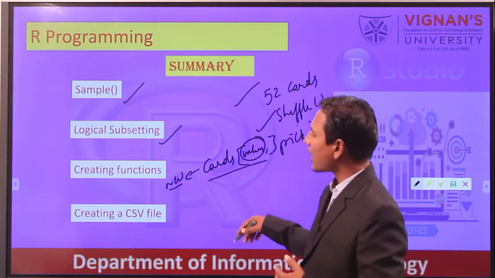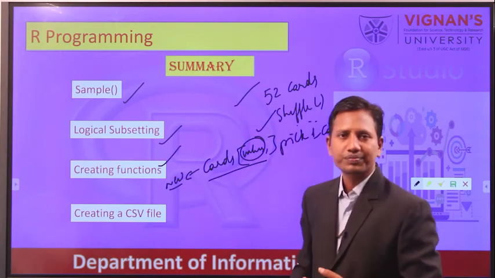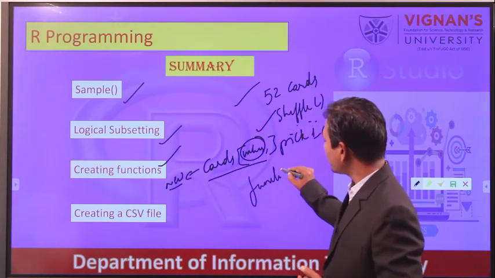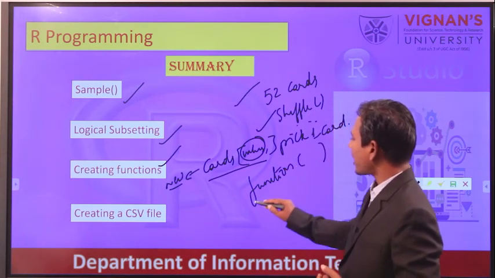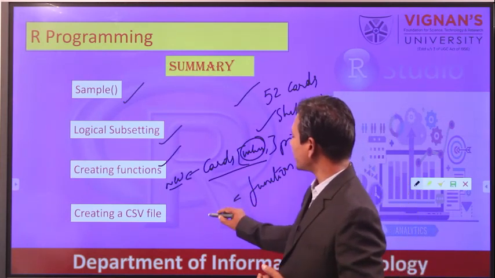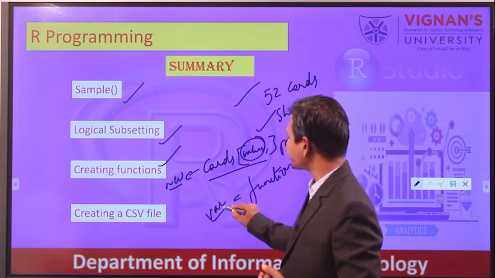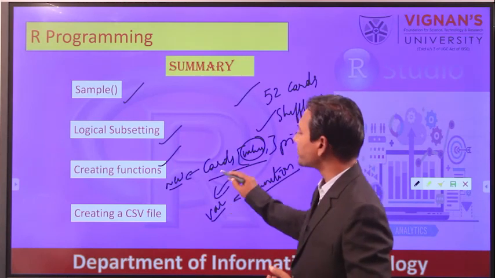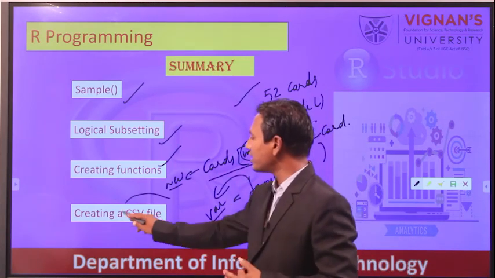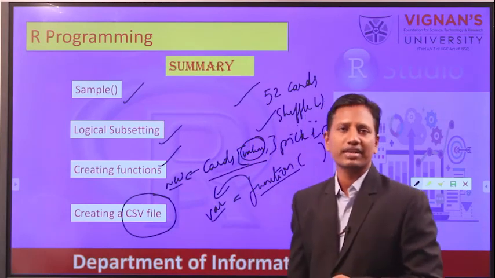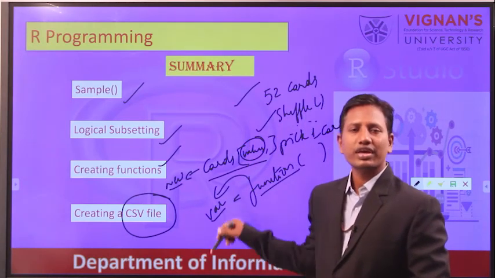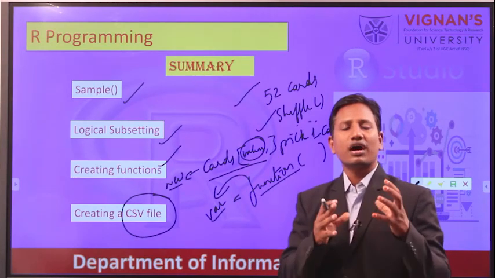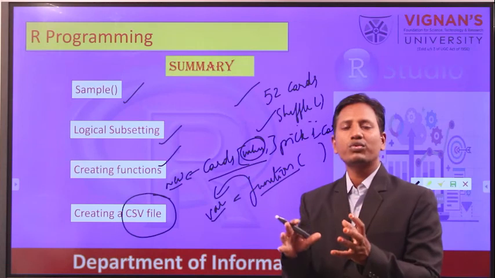And we have learned how to create functions. So we are going to use a syntax called function, and we are going to store it into another variable. So this function is going to be stored into a variable, and ultimately we learned how to create this CSV file. In this way, we have learned how to use the R objects to perform one application.